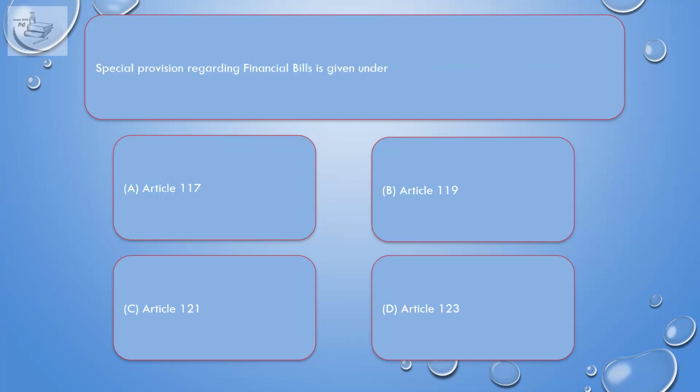Correct answer is A. Article 117. Question: Special provision regarding financial bills is given under A. Article 117. B. Article 119. C. Article 121. D. Article 123.